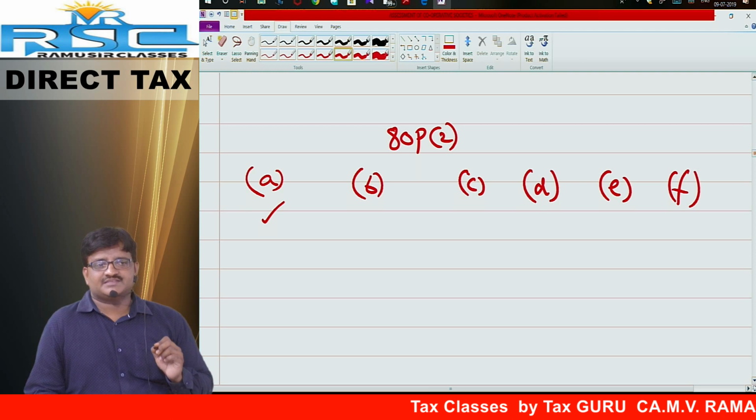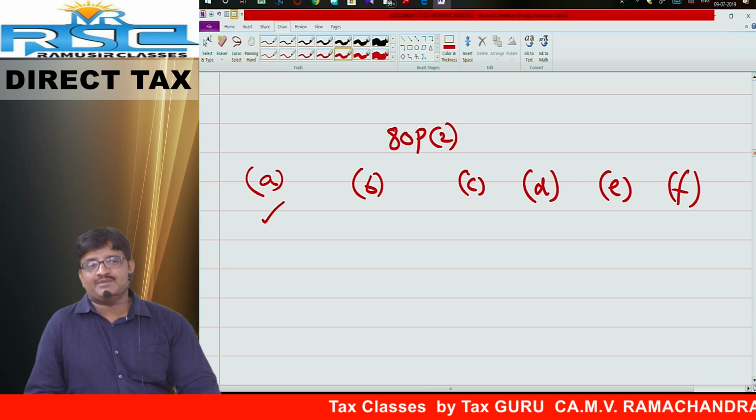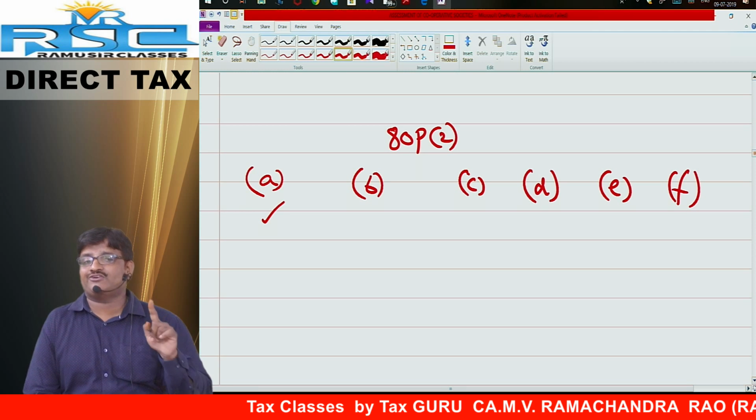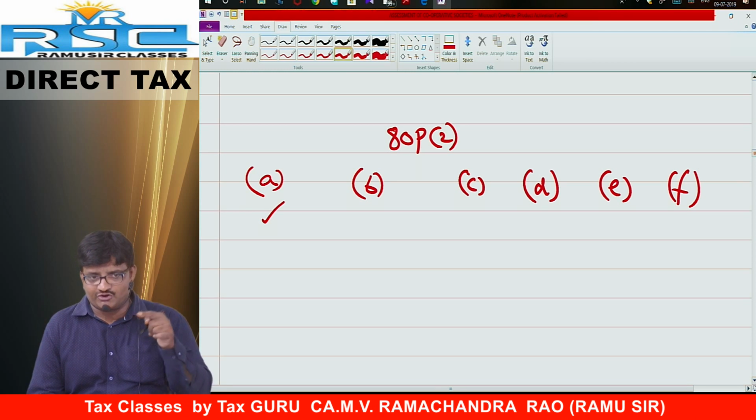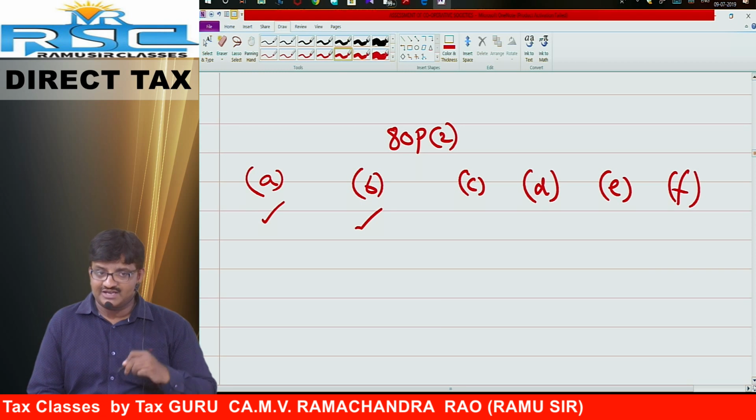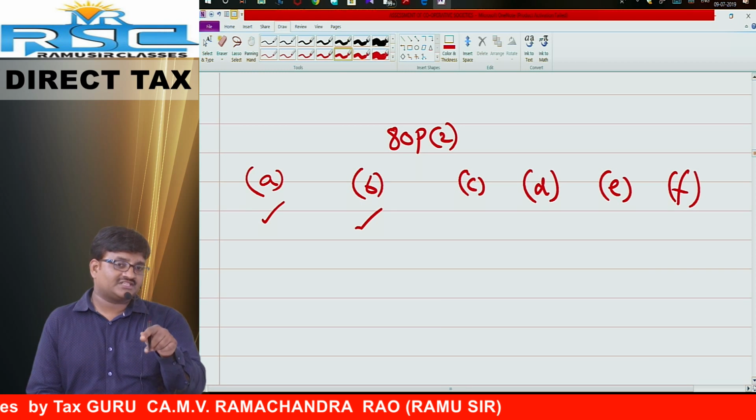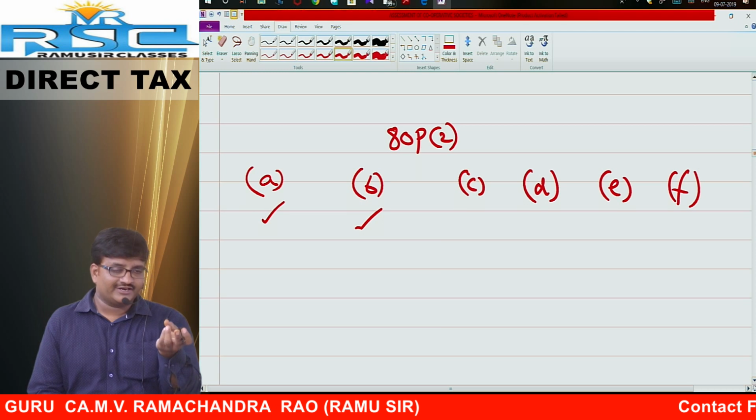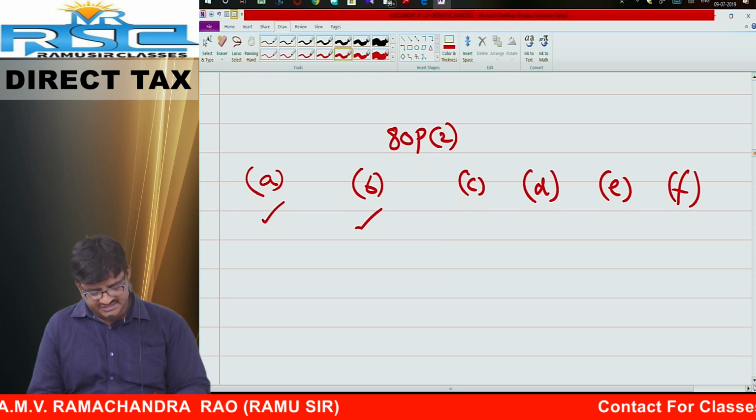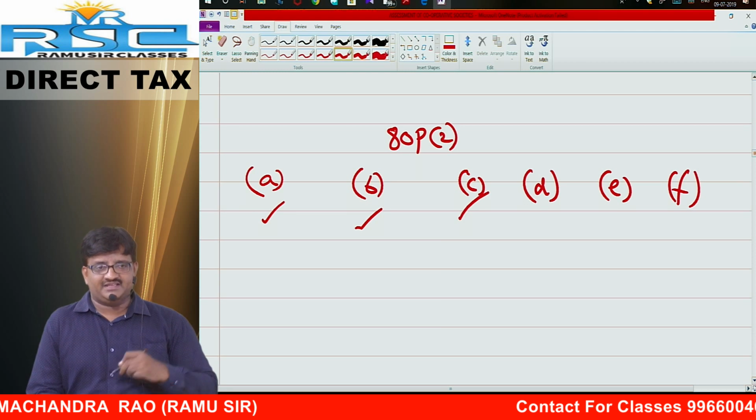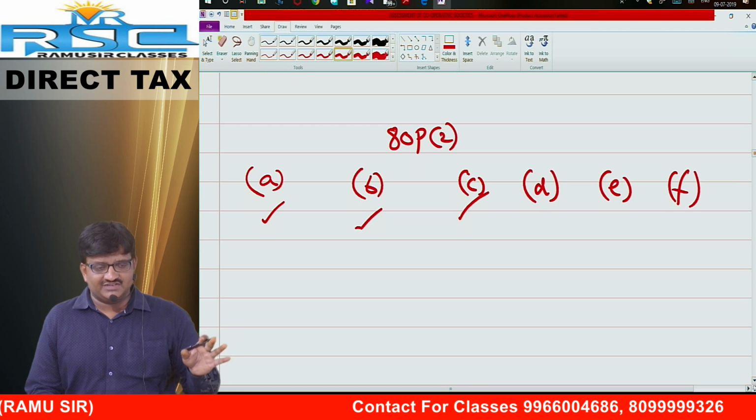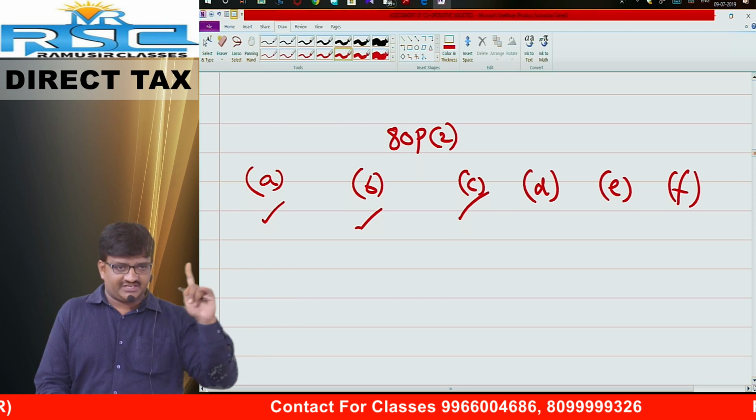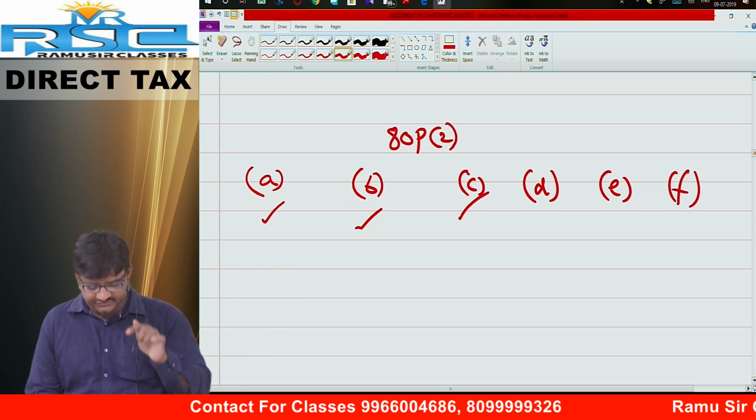80P(2)(b). Income of a primary cooperative society by supply of milk, vegetables, fruits, seeds to other cooperative societies is also allowed as deduction. Other cooperative society means only a federal society or government or local authority. Now 80P(2)(c). General deduction, friends. In general, this deduction will be allowed. Consumer cooperative society 1 lakh, non-consumer cooperative society 50,000.